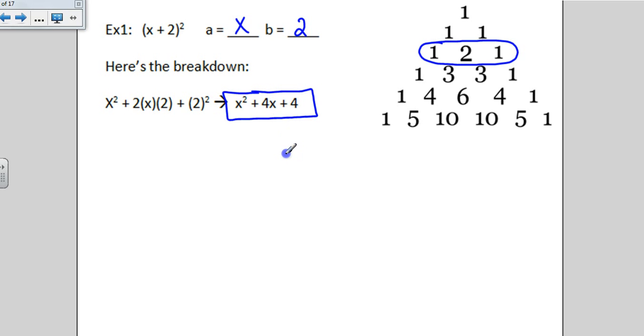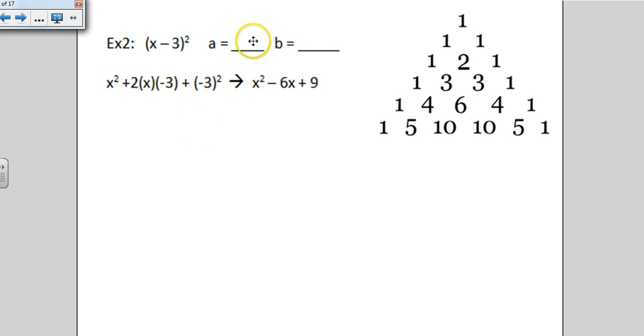Now, I agree with you, it probably was quicker just to FOIL it out, but again, we're trying to practice using the triangle just so we can see it. Now where did these 1, 2, and 1 come from? They were the coefficients. This was a 1, this was a 2, and this was a 1. We didn't really write down the 1s, I guess we should have.